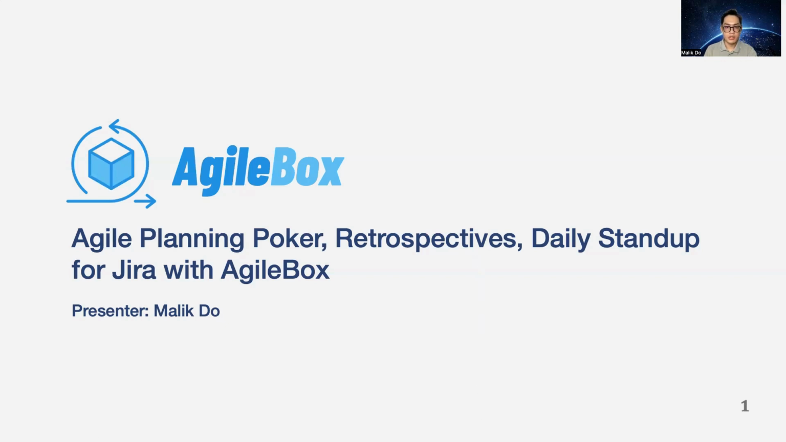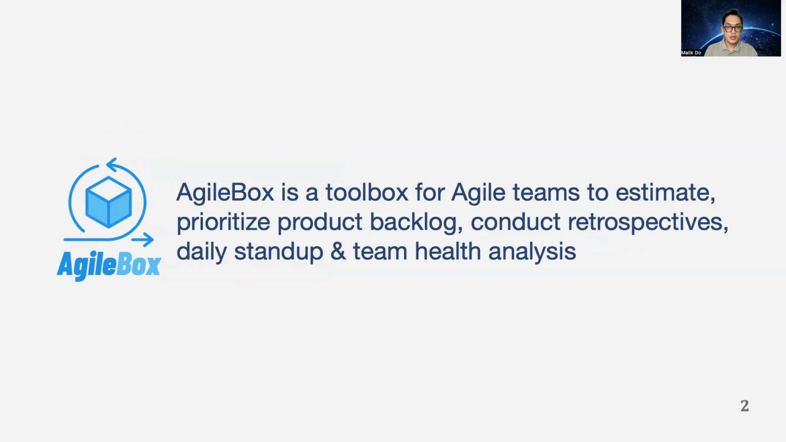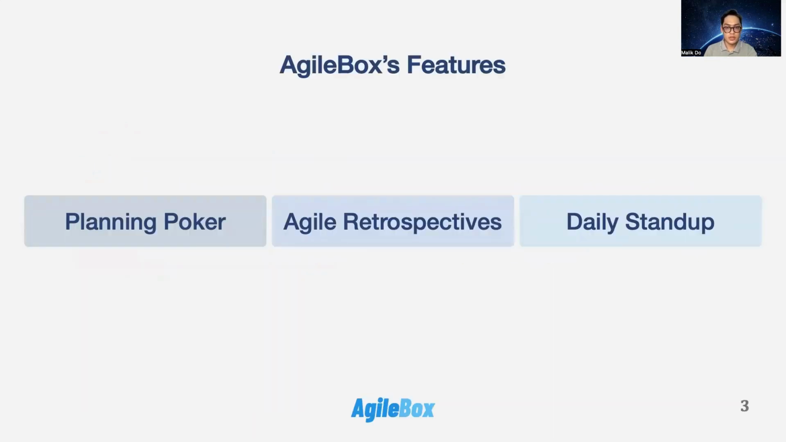In this video, I will show you the features of AgileBox and how to use it properly. AgileBox is a toolbox for Agile teams to estimate, prioritize product backlog, conduct retrospectives, daily stand-up, and team health analysis. AgileBox has three main features, which are planning poker, Agile Retrospectives, and daily stand-up.